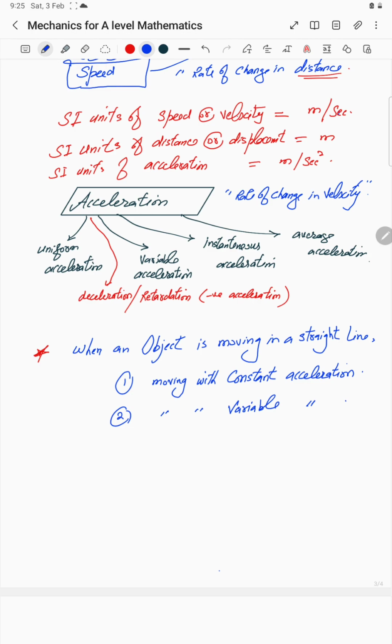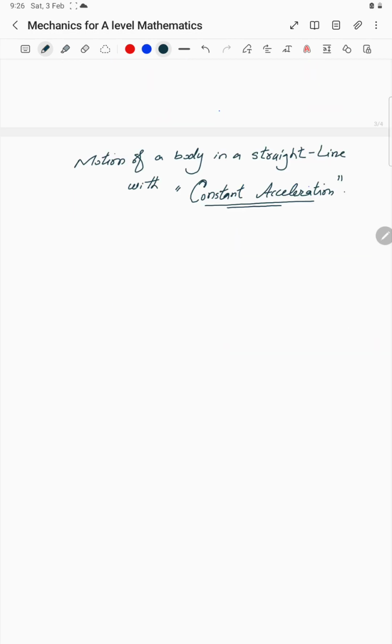There are two units to be covered with these two topics, and two questions are asked every year in the past year papers. One is taken from constant acceleration and one from variable acceleration. We'll get the difference of these two one by one. First of all, I would like to discuss the first case, when the motion of a particle in a straight line is with a constant acceleration.